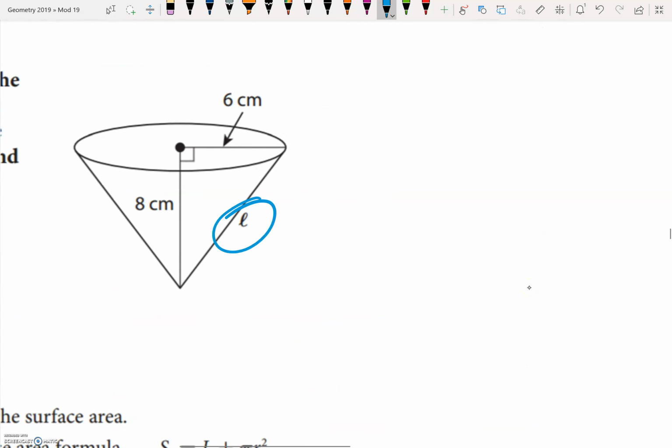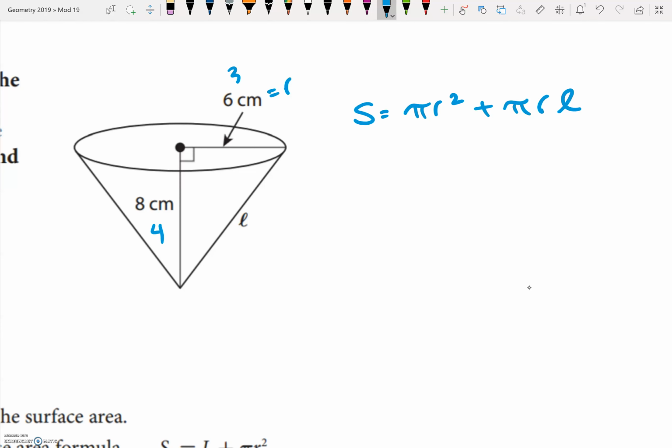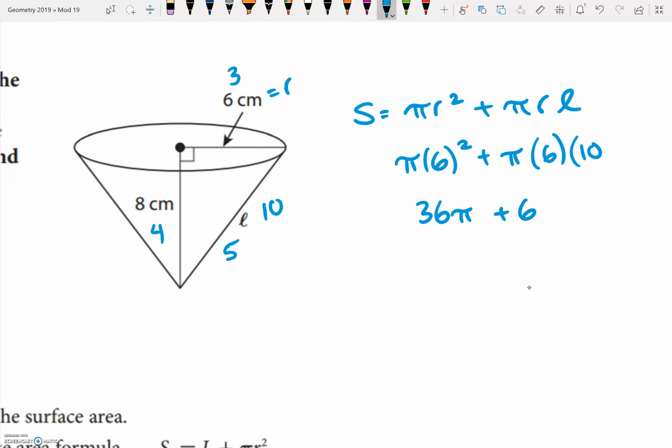They don't tell us what L is, so pi r squared plus pi r L. We do know that r is 6, so we need to figure out what L is. We could say this is 4, this is 3, this is a 3, 4, 5 triangle, which means that this one must be 10. So we could say this is pi, r is 6 squared, plus pi, r is 6, and L is 10. So 36 pi plus 60 pi, which is 96 pi centimeters squared.